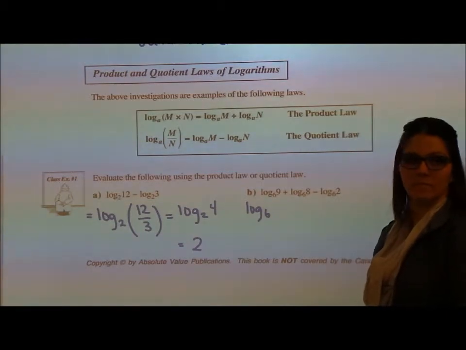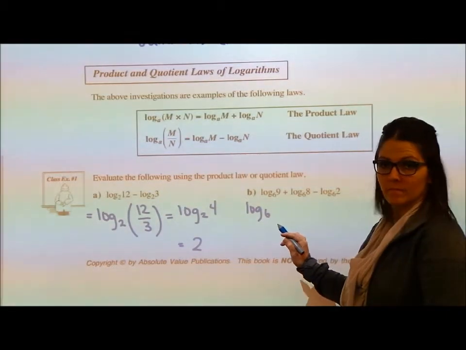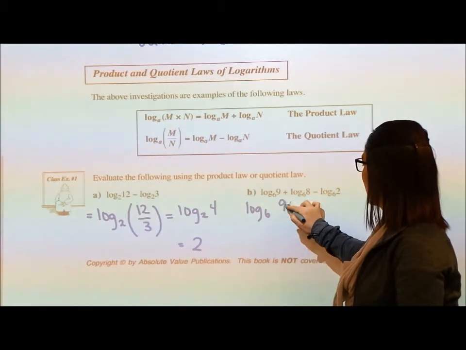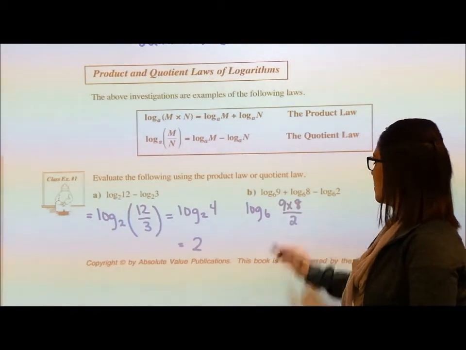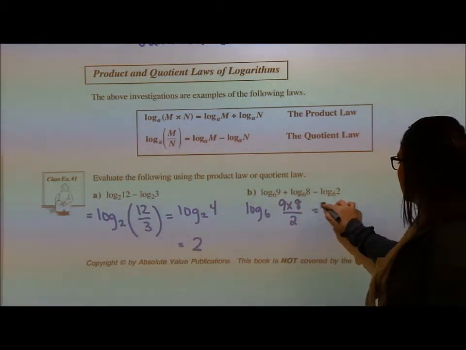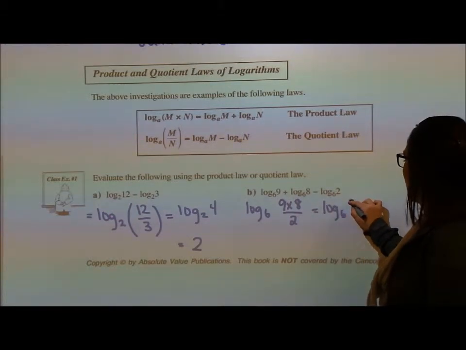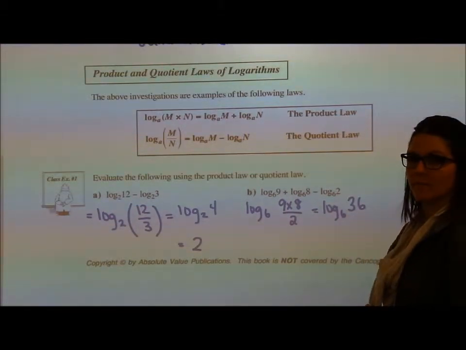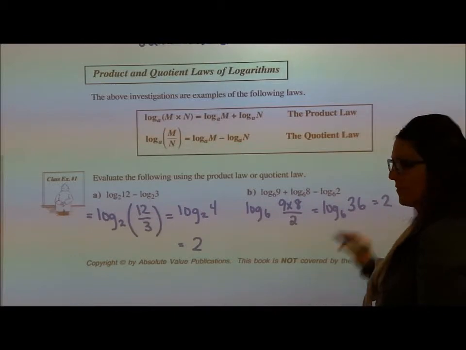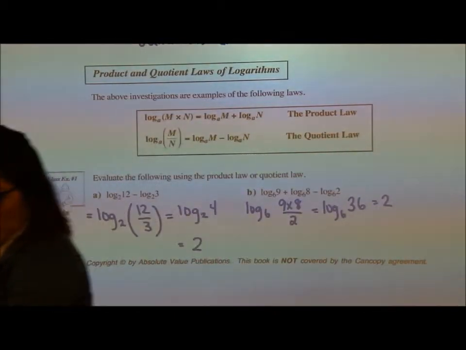You can go 9 times 8 and then divide it by 2. Okay. And what is 9 times 8 divided by 2? 36. And what is log base 6 of 36? 2. Good. Okay, so we're just going to do more examples.